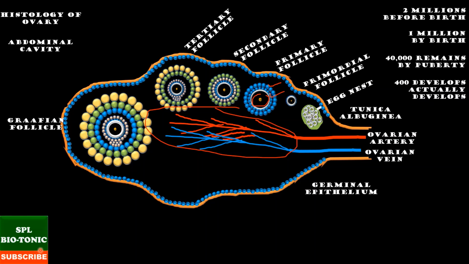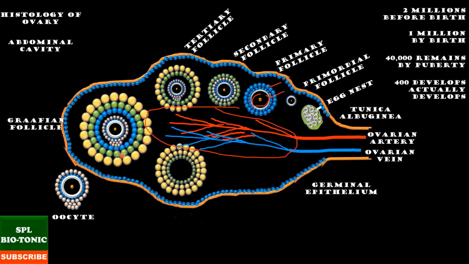Alright, once the follicle is fully matured, then secondary oocyte is released from the Graafian follicle. This process is called ovulation or luteinization. It is controlled by a hormone LH which is secreted by pituitary gland. The empty Graafian follicle is now called corpus luteum, which starts producing progesterone.